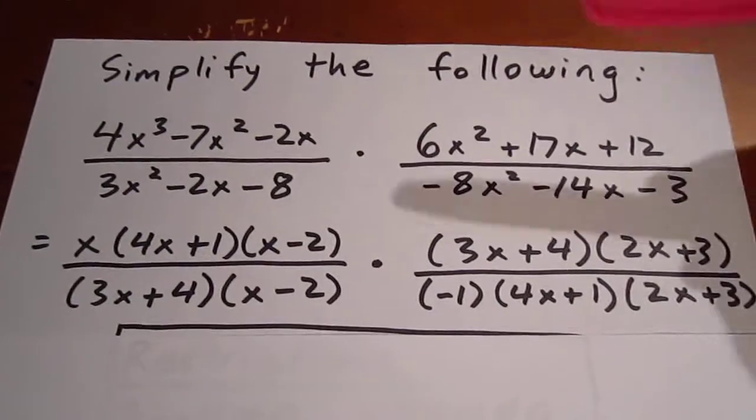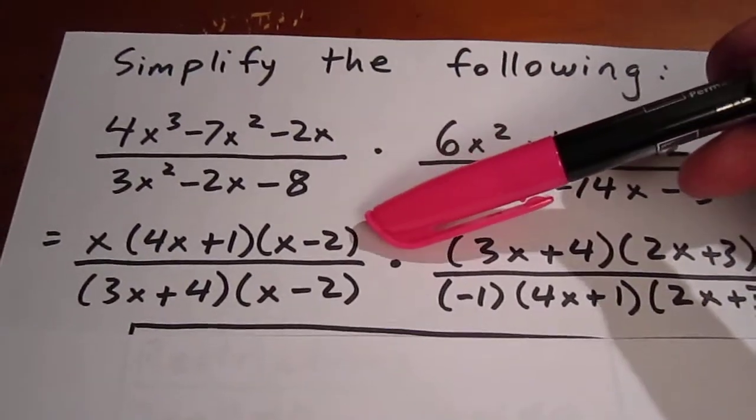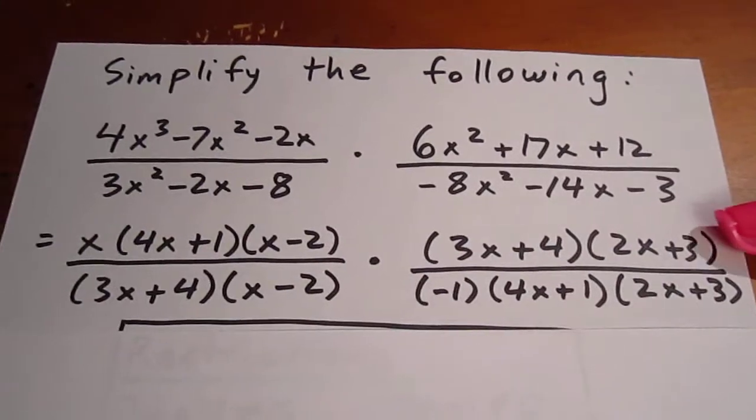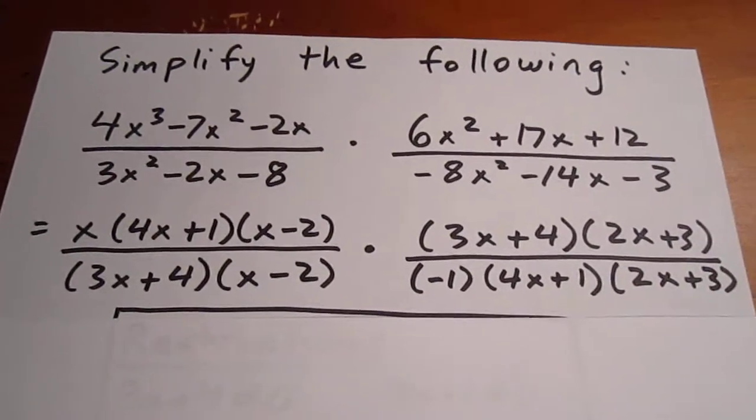We common factor x out of the first numerator, and then we continue to factor each of the other numerators and each of the other denominators.